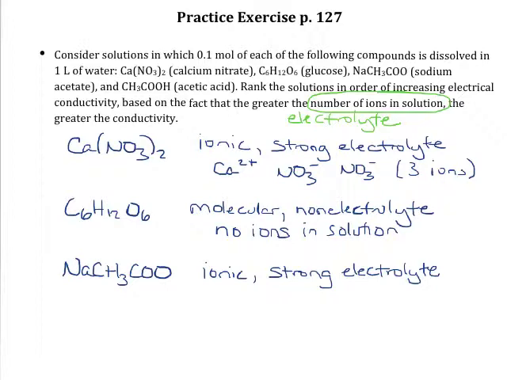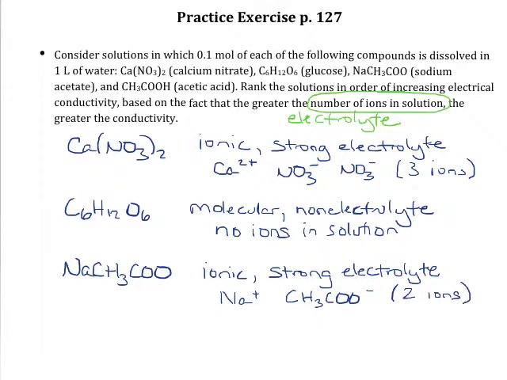Which means we now need to think about how many ions it breaks apart into. So we can see that this should break apart into the Na+ ion, and it should break apart into the acetate anion. So one cation, one anion means that I've got 2 total ions.